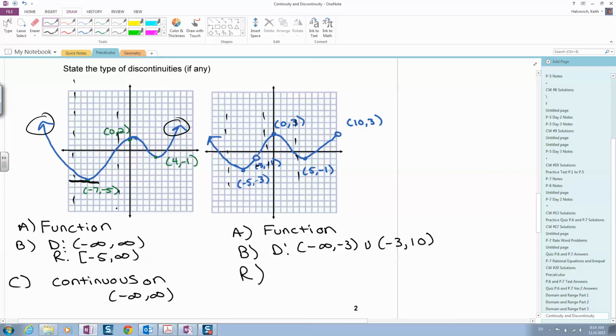The range, notice this arrow means it goes up forever, but the very bottom is at -3. So it goes from -3, or sorry, -3 right here is the very bottom, and it goes from -3 to +infinity. Means it's greater than or equal to -3 for the range, because remember, range is y.